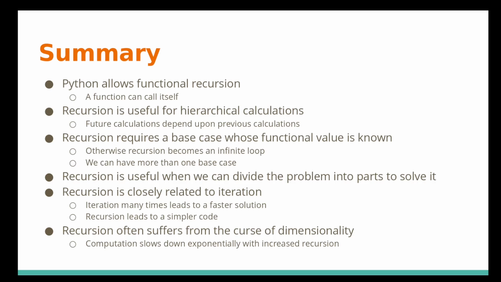Recursion suffers from what we call the curse of dimensionality, which means that the computations will become slower and slower as the number of recursive calculations increases. This is because even though recursion is just showing you one number, in reality it is storing all these intermediate calculations internally and trying to make use of them. So that does take up some memory, and that does slow down the speed with which the calculations can be made.